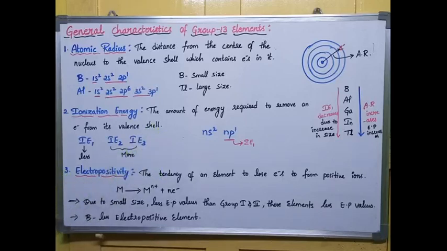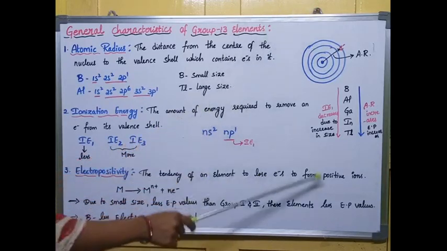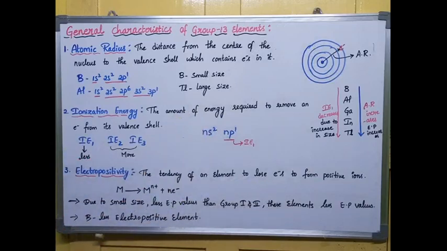Next, coming to electropositivity. Electropositivity is the tendency of an element to lose electrons to form a positive ion. Remember the difference between ionization energy and electropositivity. In ionization energy, we remove the electron by applying energy, but here we are not removing the electron. It is the tendency to lose electrons, and that tendency is called electropositivity.